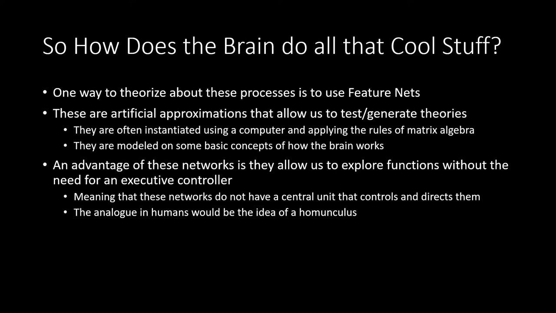First of all, these are artificial approximations, right? They're not actually real somewhere in the world other than most likely instantiated on a computer. And they allow us to test or generate certain theories or ideas in a way that we couldn't do in a biological way. We cannot modify the connections that exist inside a brain to see what will happen. One, our technology isn't good enough to do it on singular neurons or even clusters of neurons, and two, it would be wildly unethical. It's problematic enough that we do this to various other animals.